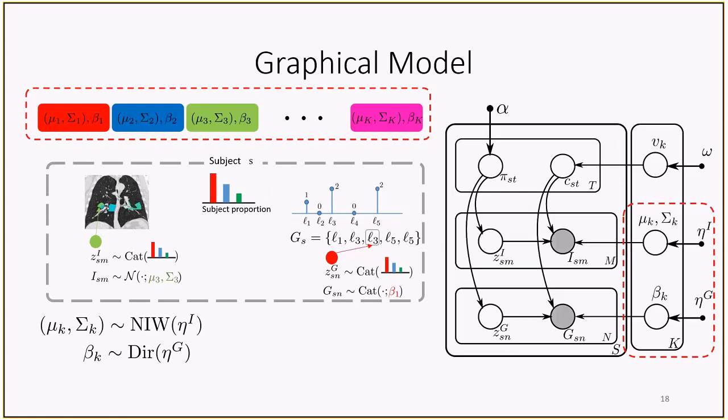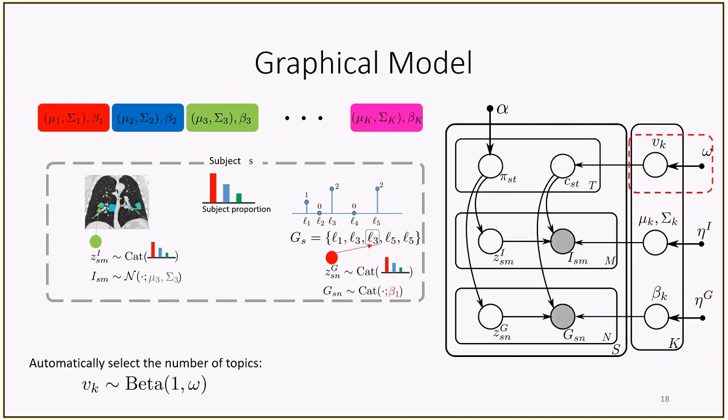So for the people in the audience who are familiar with the hierarchical Dirichlet process, it's a variant of HDP with two observations. Also, in order to extract the number of topics from the data, we make it nonparametric. We don't assume any number of topics. We basically discover it from the data with this extra random variable that we chose.